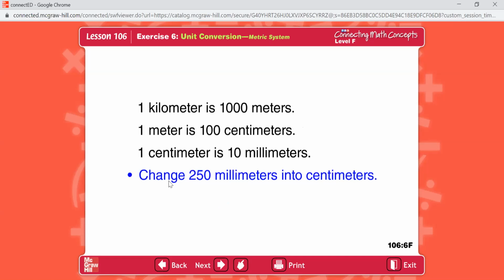Next, change 250 millimeters into centimeters. Pause the video now and try to work the problem on your own. You're going from millimeters to centimeters. You're going backwards, so you're going to be dividing by 10. All you need to do is move the decimal place 1 time, because there's only 1 zero in 10. So changing 250 millimeters to centimeters gives you 25 centimeters.